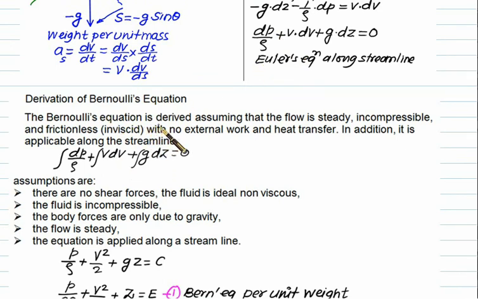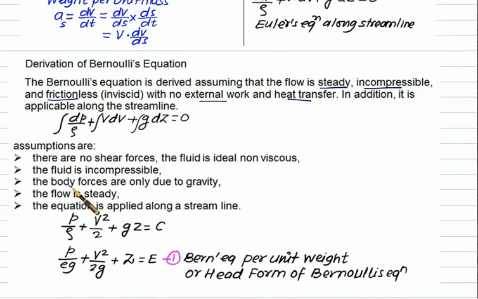The Bernoulli equation is derived assuming that the flow is steady, incompressible and frictionless, with no external work done and no heat transfer. And it is purely applicable along the streamline. So the integration of this is dp by rho plus the integral of v dv plus g dz. Some assumptions in the Bernoulli equation are that there are no shear forces, the fluid is ideal and non-viscous, the fluid is incompressible, the body forces are only due to gravity, the flow is steady, and the equation is applicable only along the streamline.